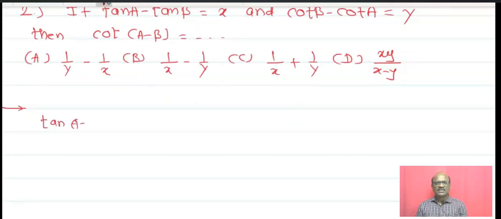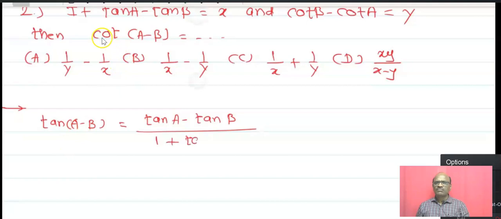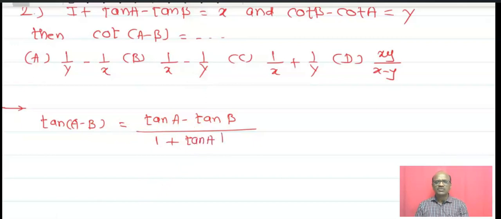Now see here, tan of (A minus B) is equal to (tan A minus tan B) upon (1 plus tan A tan B). Now why are we doing it like this? We want to find cot of (A minus B), but instead we have taken tan of (A minus B), and when we get the final answer, we will take the reciprocal of tan of (A minus B), which is nothing but cot of (A minus B).